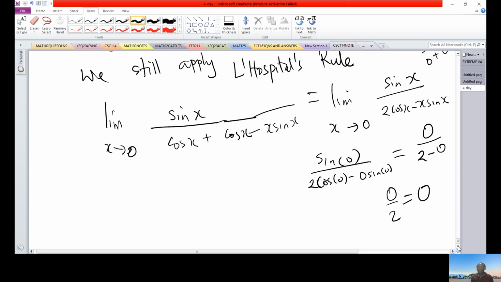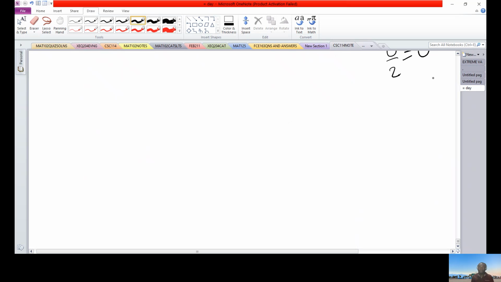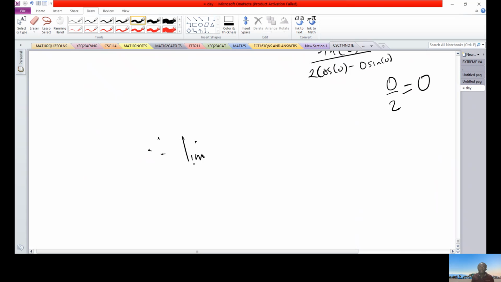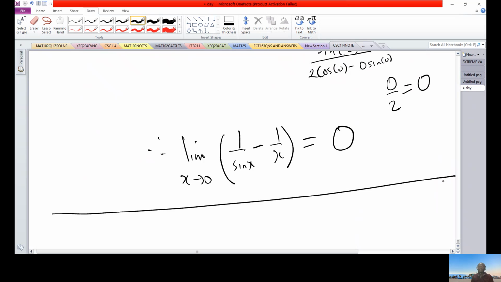So therefore, the given limit, limit as x approaches 0 of 1 over sine x minus 1 over x is nothing but 0. So that is how we evaluate it. Good. So do as many examples as possible the same.